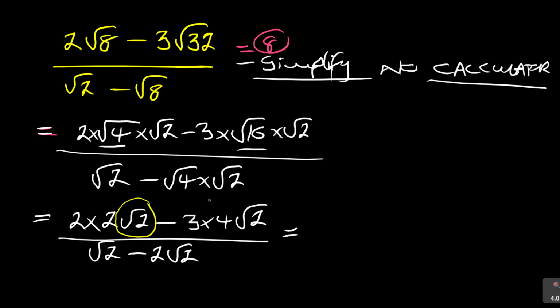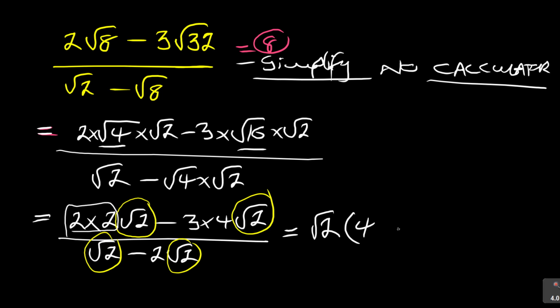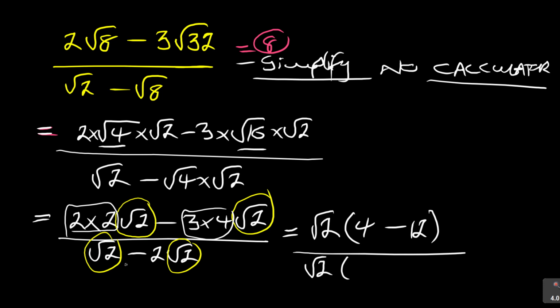So anyway, let's continue. What we do now, you can factorize then is square root of 2. You see, it's common. So when you factorize it, you're going to have square root of 2 outside. Here you'll be left with 2 times 2, which is 4 minus 3 times 4, which is 12, over, again, square root of 2, and then square root of 2 into square root of 2, you are left with 1 here. At this side, you are left with 1 minus 2.